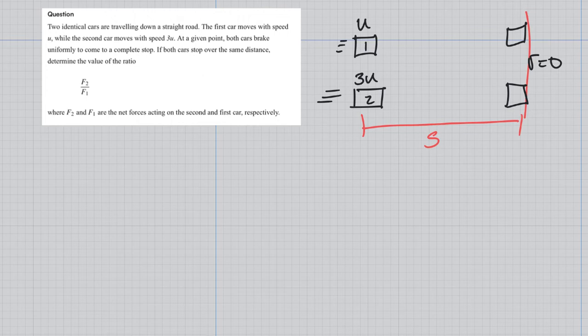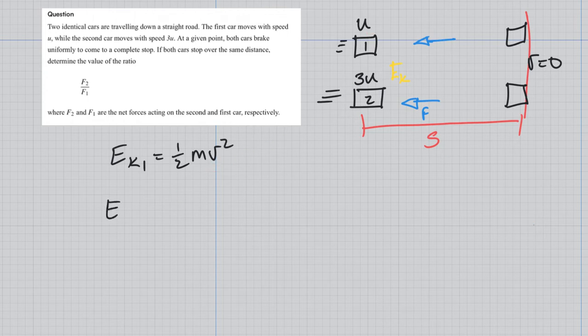So the idea is that both cars have kinetic energy at the beginning, and then they have 0 energy at the end. And what was happening is that there was a force acting in this direction to slow each car down. Now, if these are identical cars, let's look at first how their energies compare. So kinetic energy of 1 is simply going to be 1/2 mv squared, or in this case, our v would be our u, our initial velocity.